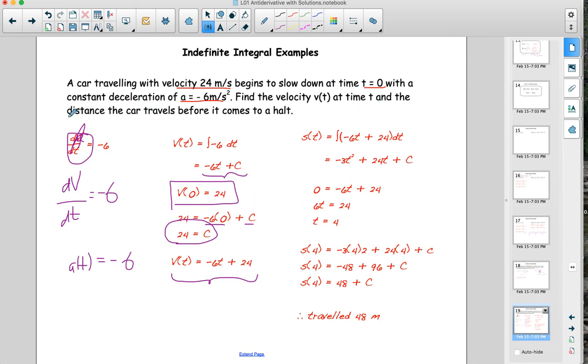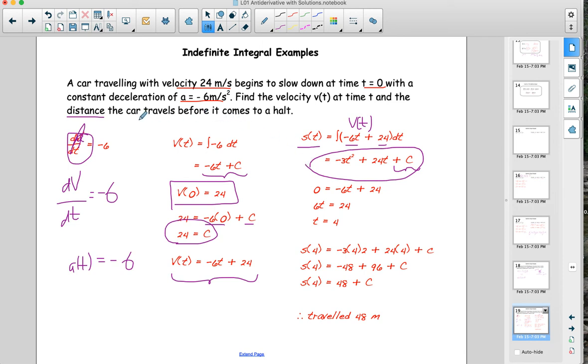And now I need to find my position function because I can't answer distance questions without it. So I'm now going to suggest that s of t is the integral of -6t plus 24. Notice that's velocity. These should be lowercase v's, but I'm not going back and fixing that. Lowercase v with respect to time. So the integral of -6t is -3t squared. Notice if you take the derivative of that, you get -6t back, plus 24t. The derivative of 24t, of course, is just 24, so I'm matching the integrand, then plus any constant. So I now have my position function.